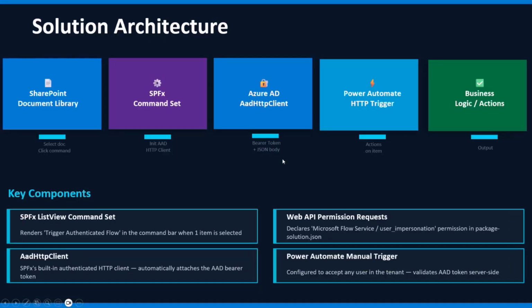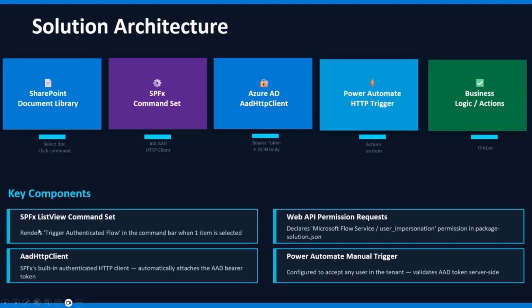Now, what does the solution architecture look like? First of all, you go to a SharePoint document library and select a document, and I'm using an SPFx Command Set app. It gets initialized with AadHttpClient, passing the relevant scope for the Power Platform and Power Automate. Then you pass whatever JSON body you want, which is your selected document details or user details, and you hit submit. The Power Automate flow then gets triggered behind the scenes.